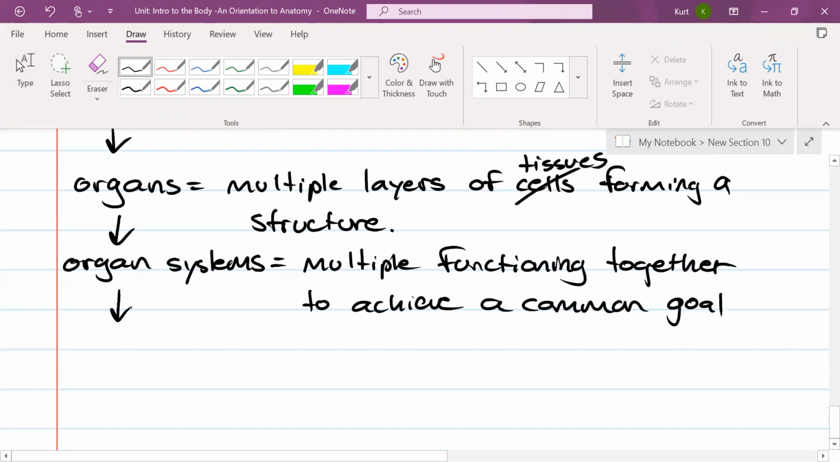And then last one, 11 organ systems are going to compose an organism. A living thing.